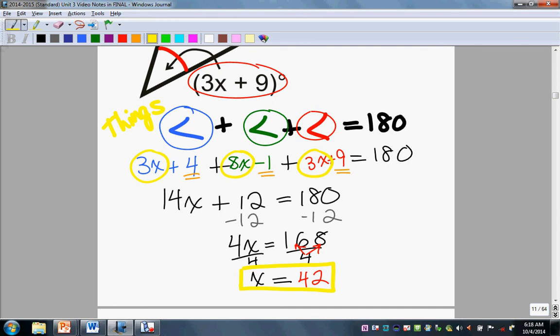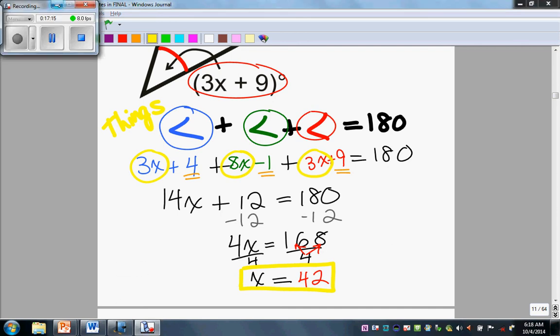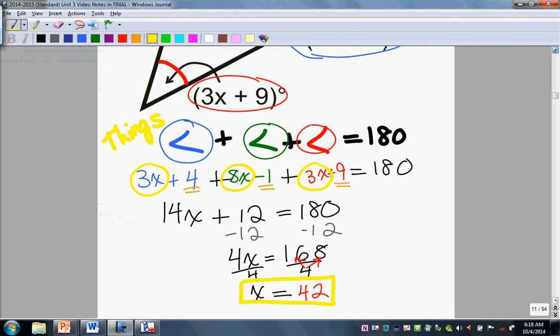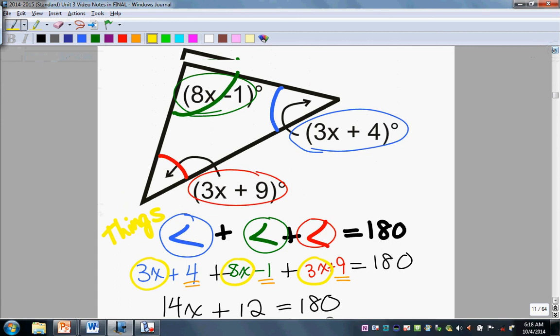If you checked your work, you should have gotten x equals 42. But wait, there's more, because this is geometry class. This is not algebra class, and the world doesn't end with solving for x. So you come back up here, and we're going to put 42 everywhere where it belongs. So this is going to be 3 times 42 plus 4.